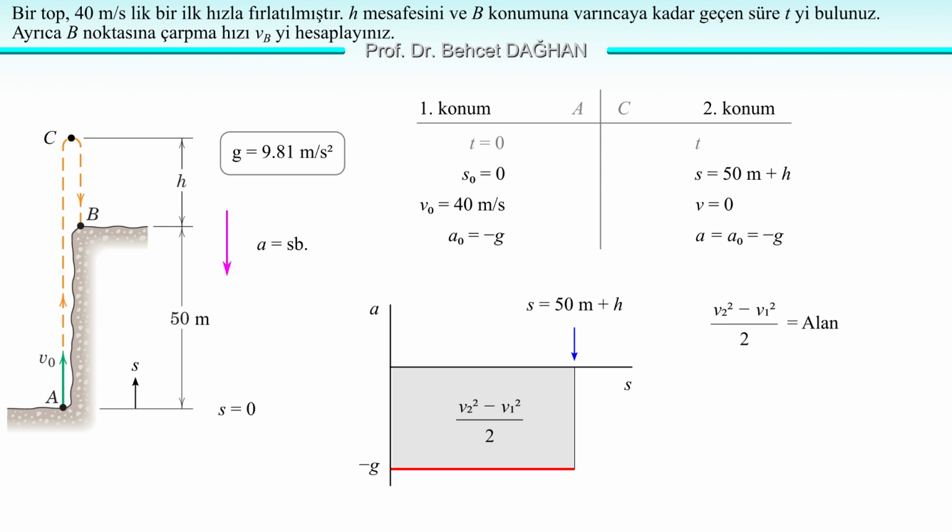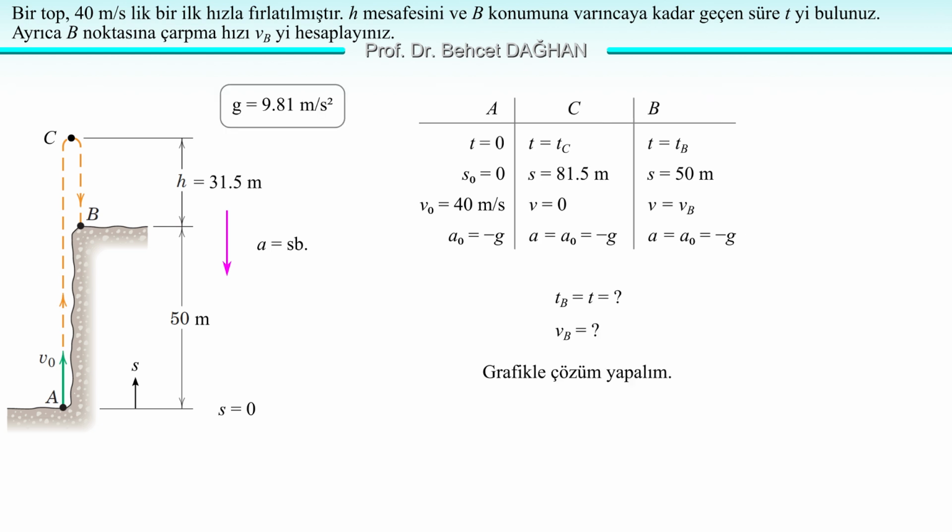This area is equal to this value. Let's write the area. Let's set it equal to this value. v2 is 0. v1, the velocity at the initial position, is 40. 0 minus 40 squared, divided by 2 is equal to the area. The area is the base times the height. I write it as minus g times 50 plus h. From here, we can solve for h equals 31.5 meters. We get the same result. Let's move on to finding other quantities.